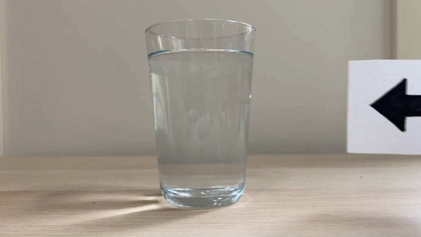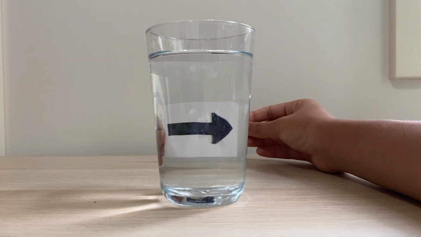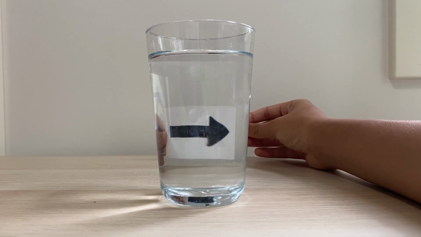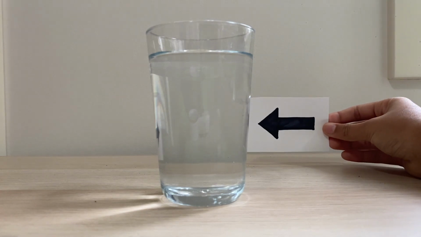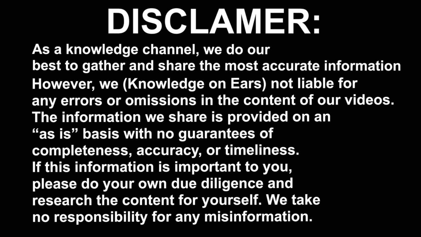Take a look at this. We have a black arrow drawn on a piece of paper. When we put it behind the glass of water, it flips direction, it reverses. The arrow is pointing in the opposite direction. How does this happen? In this video, we will be covering the topic of refraction and how it happens.